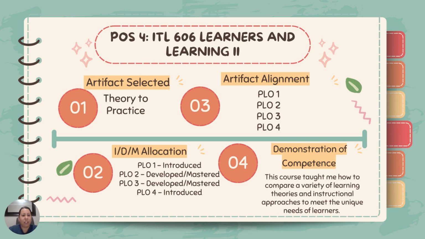My Plan of Study 4 was ITL 606, Learners and Learning 2. The artifact selected for this course was Theory to Practice. I do feel like it aligned with all 4 PLOs, and I do feel like the allocation on each PLO was a little different. For PLO 1 and 4, I chose Introduced, and for PLO 2 and 3, it was Developed and Mastered. I felt that this assignment was designed to make connections between key learning theories and UDL principles.